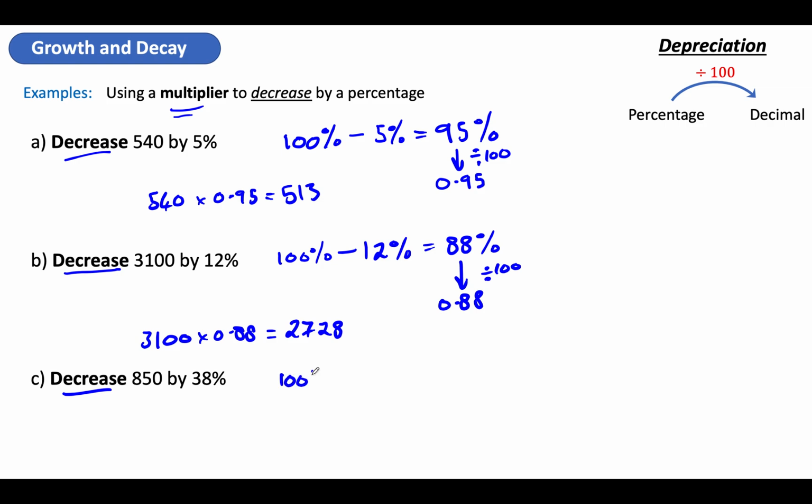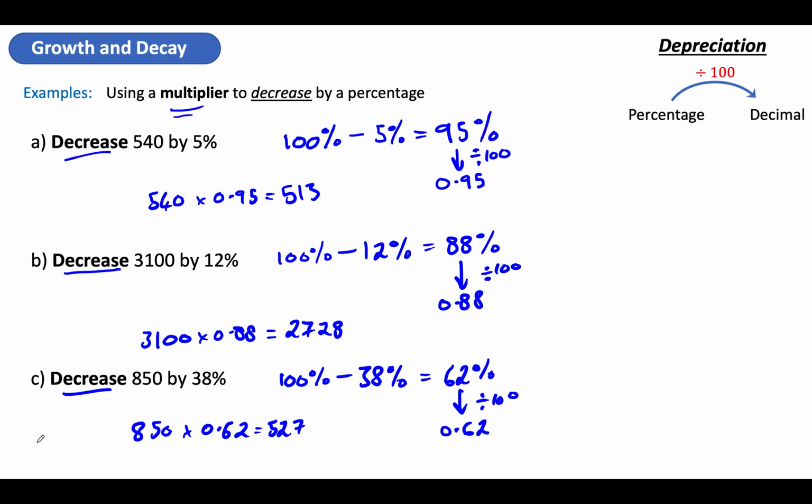And last one, let's decrease this number by 38%. Well, first of all, start with your 100%. Take off the percentage you're reducing by. We're reducing by 38, which leaves 62% left over. Turn it into a multiplier, which is 0.62. It's just 2 places smaller. And I can reduce anything by 38% by timesing it by 0.62. So let's use it here to reduce this by 38%. 850 times by 0.62 equals 527.